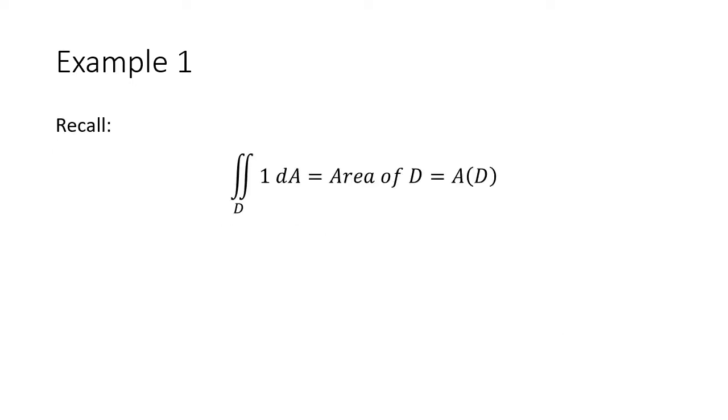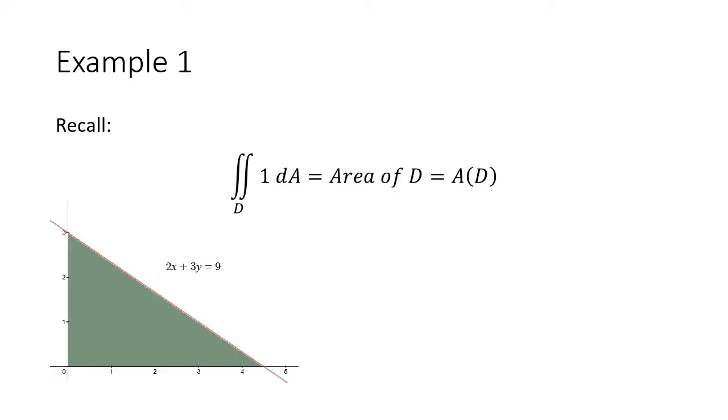If you remember, if you're integrating the double integral over the constant function, that's just going to be the area of that region D that you're integrating over, or A of D. Well, we know what our region looked like. It was that triangle from before, right?